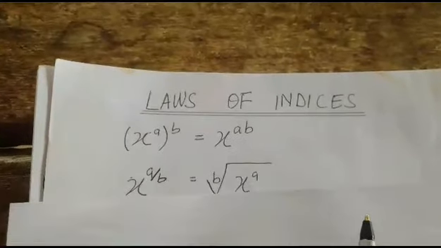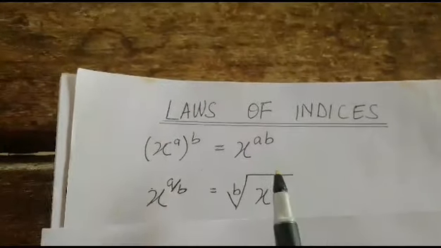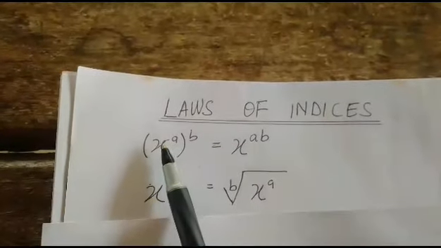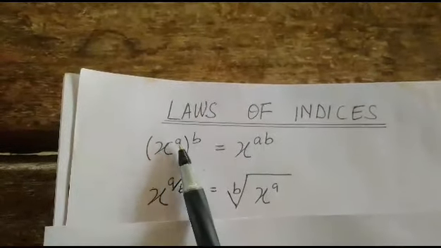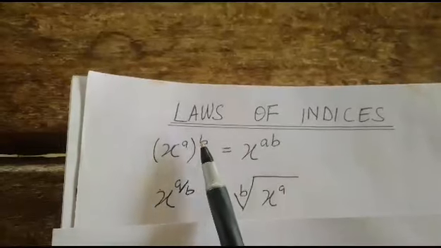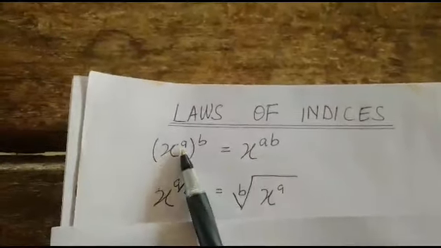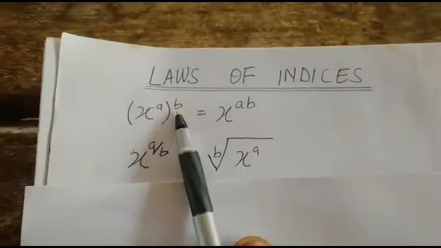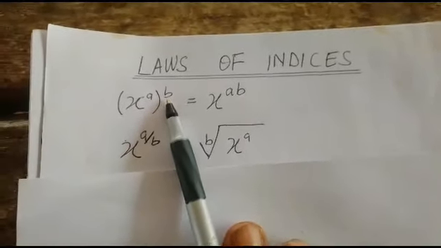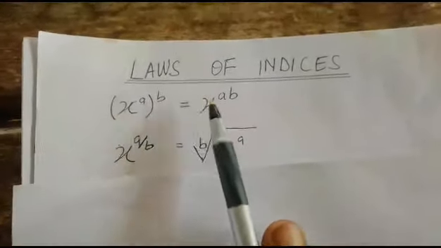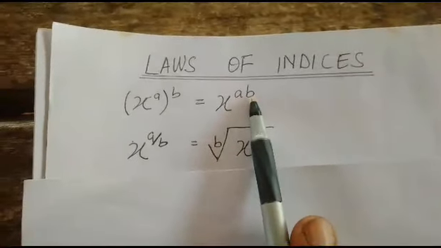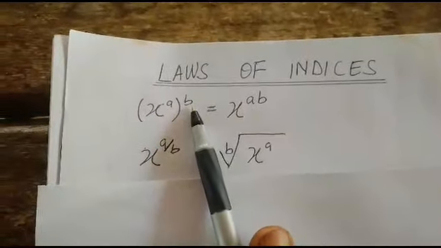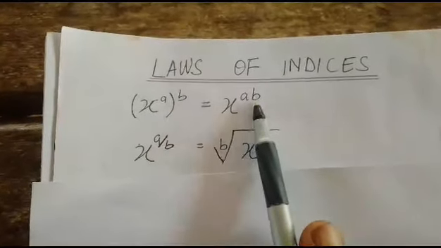Now, laws of indices. We want to consider two of these laws. That's the multiplication law. We say that whenever we have an x raised to power a, into bracket b, so two powers are beside each other here, what we do to their powers is that we just multiply the powers. So that's what the law says. Whenever two powers are beside each other like this, you multiply the powers to give you the result.